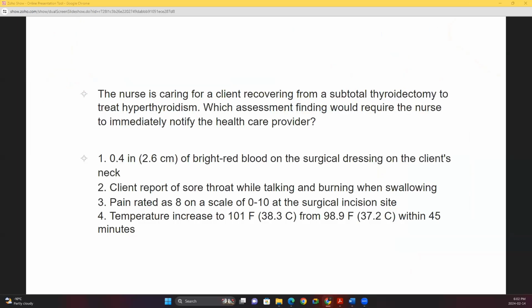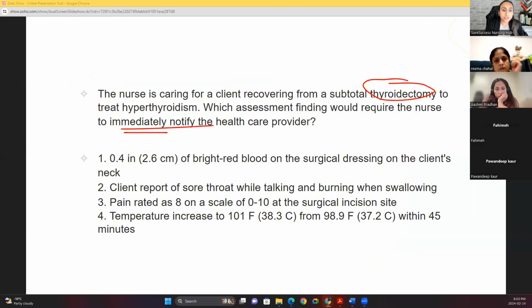All right, now let's do a question before we begin with the parathyroid. The nurse is caring for a client recovering from subtotal thyroidectomy to treat hyperthyroidism. Which assessment finding would require the nurse to immediately notify the doctor? What is it asking? After the thyroidectomy, is it asking what is expected, or something unexpected that happened to the patient that you want to tell the doctor? Unexpected.